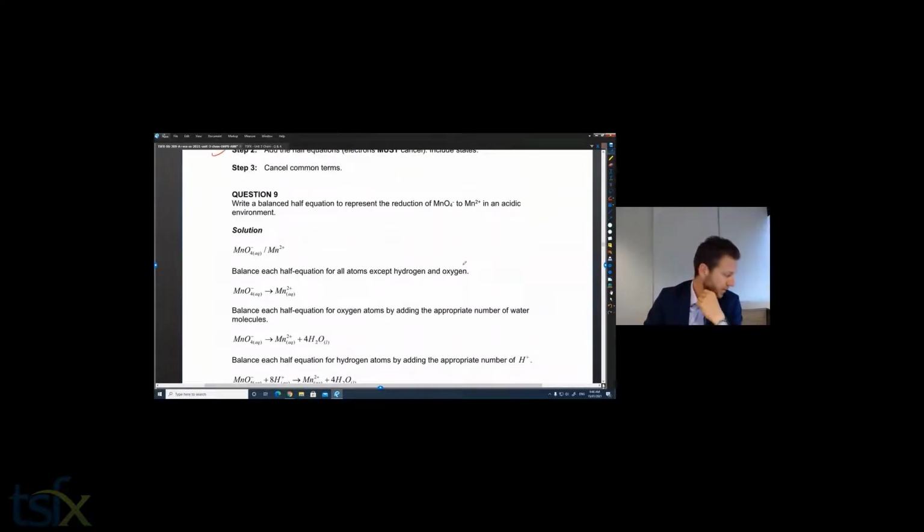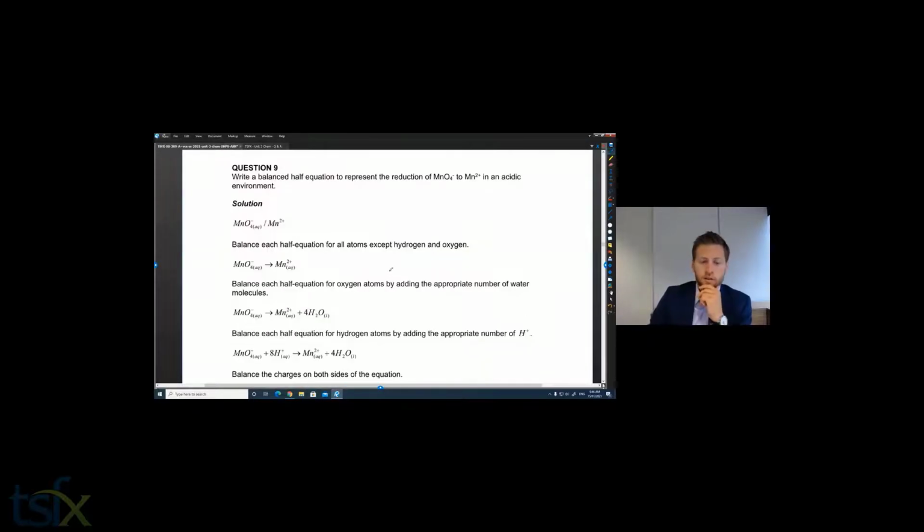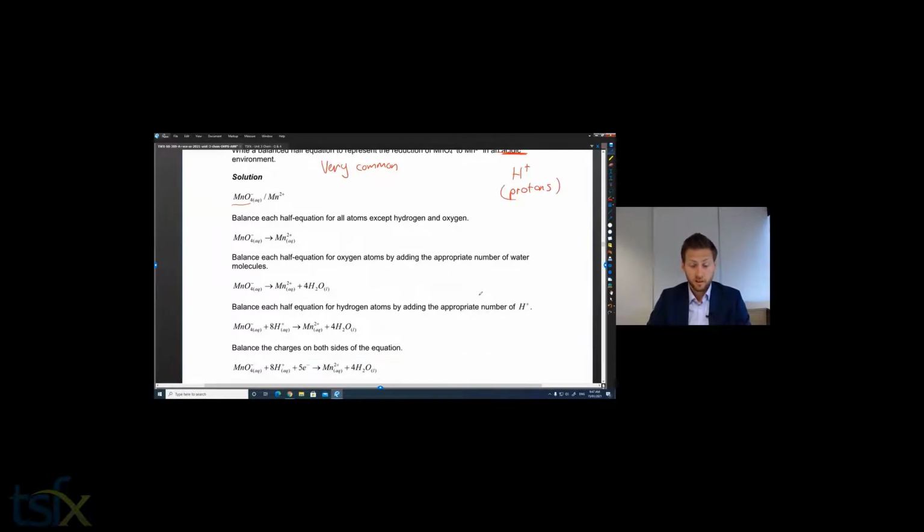So let's do an example. Very common, this one. You'll see this a lot. Here we have permanganate, MnO4-, going to manganese ions, Mn2+. Write the half equation for this, and it's in acidic medium, so with hydrogen ions, or protons, they're called, if you don't remember that. First thing, you balance key elements, so all elements except hydrogen and oxygen. Well, there are no unbalanced key elements.